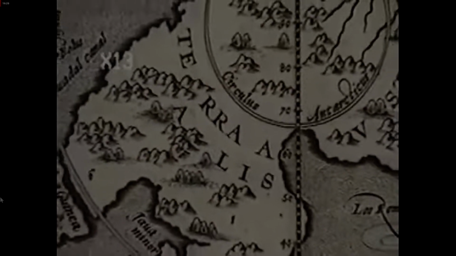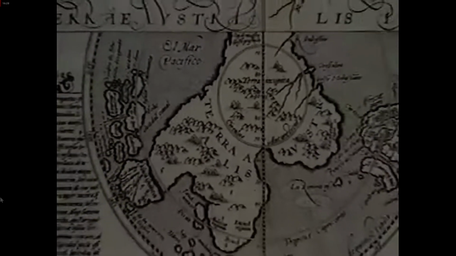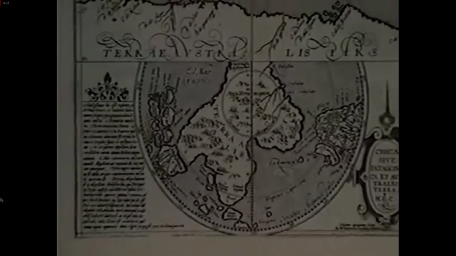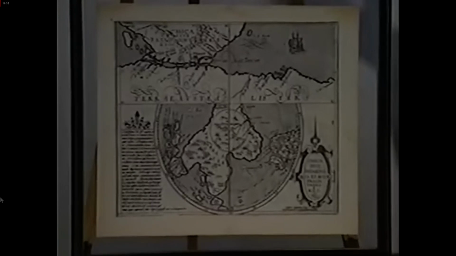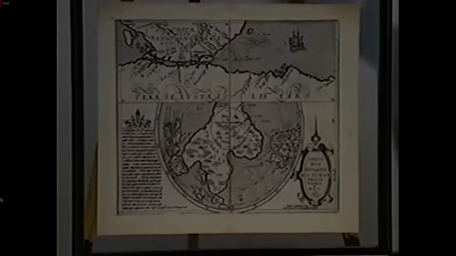Shortly after this map was pressed, engraved, printed, whatever you prefer, Matthias Quadus was banned by the church for a time of making maps. But we can see that he was not banned for more than 8 years.